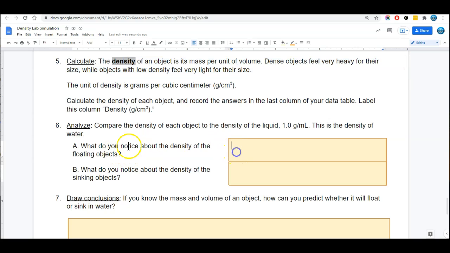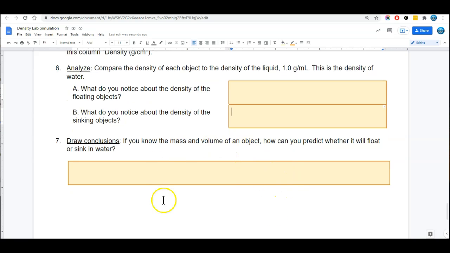What do you notice about the density of the floating objects? You should notice that they're all less than 1. What do you notice about the density of the sinking objects? You should notice that they're all greater than 1. And then this one, I'm going to let you answer on your own. What happens if the mass is bigger than the volume? Can you predict if it's going to sink or float?